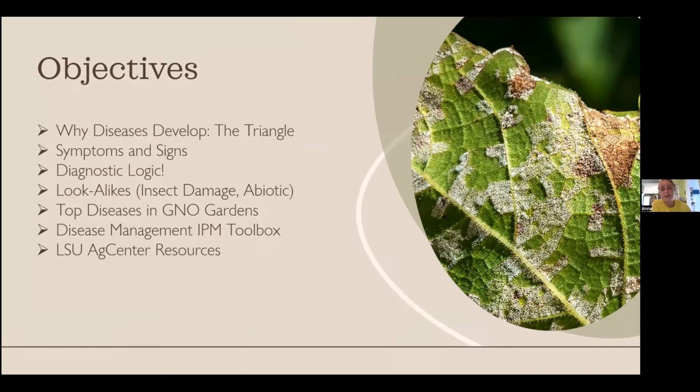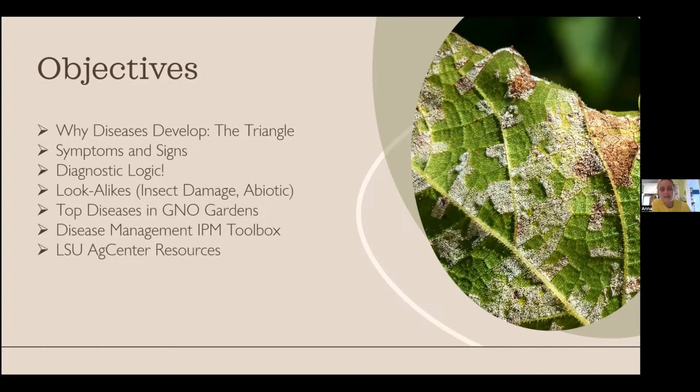We'll talk a little bit about lookalikes, which could include insect damage. We covered a lot of that in the last lecture, but also some abiotic conditions, which means non-biotic, so non-living conditions. That can be nutrient stress, it can be heat stress that might present symptoms or signs that look a lot like plant disease, but in fact are not disease, they're environmental conditions. I have some of my top diseases from Greater New Orleans area gardens, my best of the best list, so you will be able to see those.